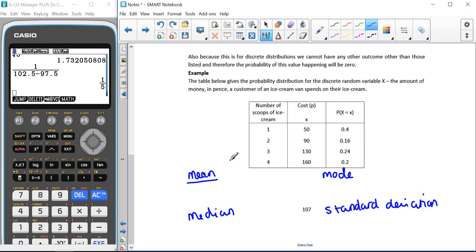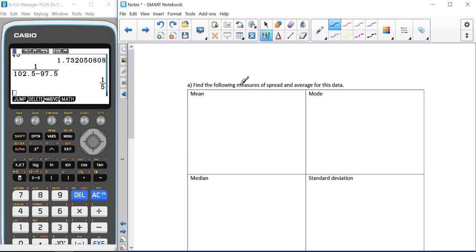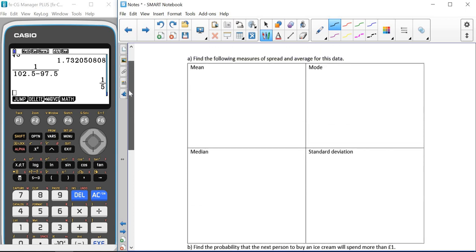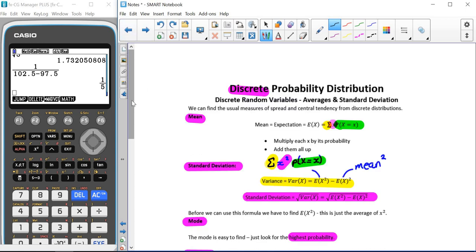So for the mean, as we said before, we're going to have the sum of the outcomes times the probability of those outcomes happening. So I'm just going to have a quick check to see if we're having a look at the mean price or the mean number of scoops. It doesn't say whether we're looking at the scoops or the amount of money spent, so we'll find it for both just in case.